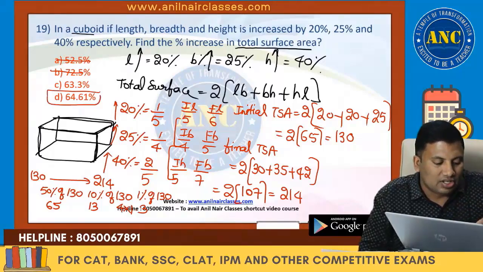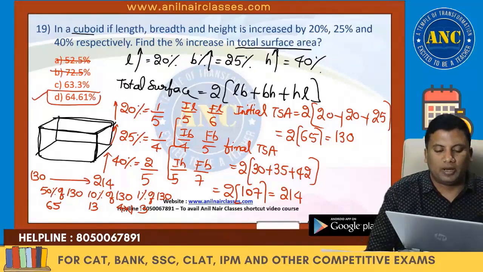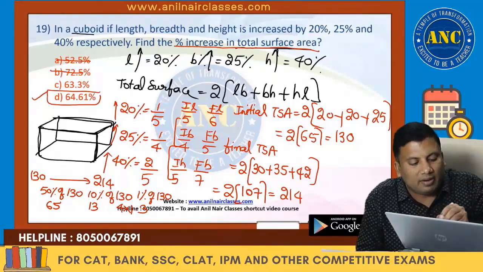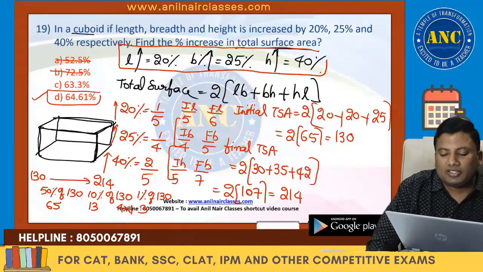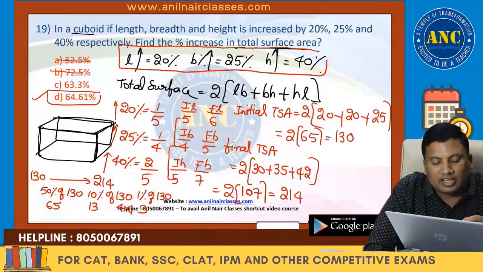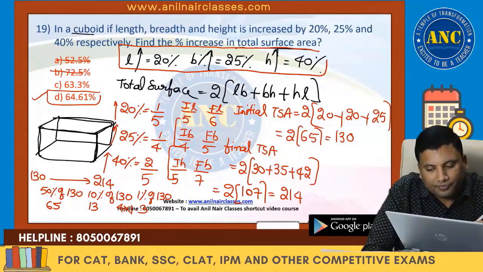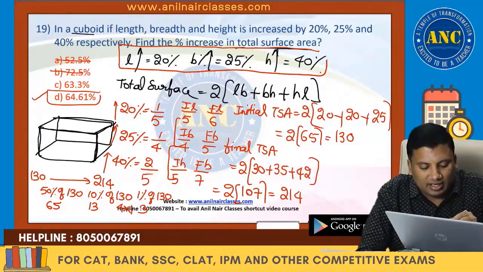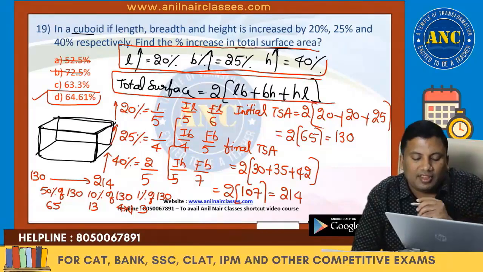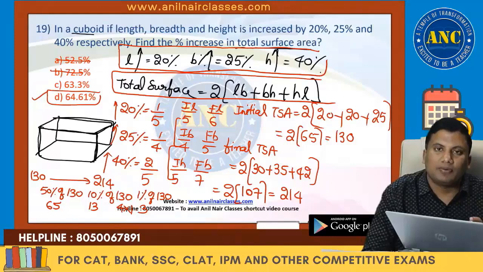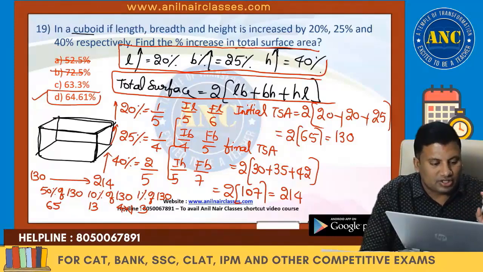Answer is 64.61%. Length is given by 20%, breadth by 25%, height 40%. 5, 1 increase, 6. 4, 1 increase, 5. 5, 2 increase, 7. So use the formula. Total surface area is 2 into LB plus BH plus HL. Use it, you will get the answer.